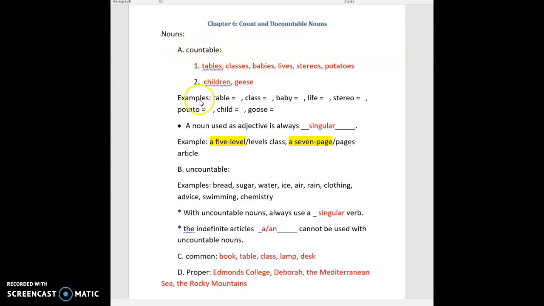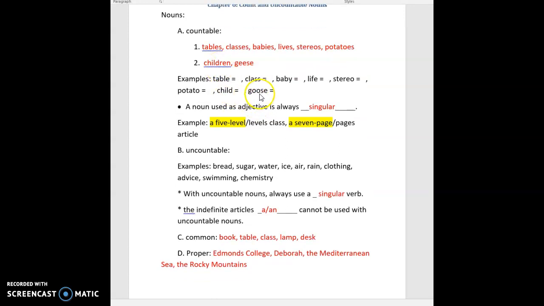We know that we have countable nouns. For example, these are single forms: table, class, baby, life, stereo, potato, child, and goose. And notice here, this is a normal way that we would make the plural, just add a simple S. But then here with class, it becomes ES, classes. Baby, we drop the Y and add IES. One life, two lives. One stereo, just add the S. One potato, but two potatoes. Notice we add an ES. How strange. One child, six children. One goose, five geese. Okay, so just be aware of those irregular forms.